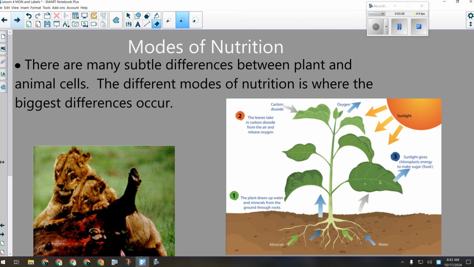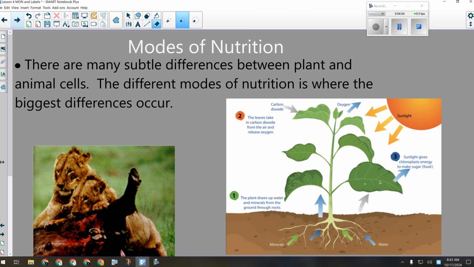So, modes of nutrition. There are many obvious differences that we've already seen between plant and animal cells. We see them when we look at the cell wall, the presence of chloroplasts, a big giant water vacuole, things of that nature. Whereas for an animal, there's no cell wall, there's no chloroplasts. Instead, there are lysosomes. Those are the things that digest the food. So they're going to have these differences because of how they get their glucose.